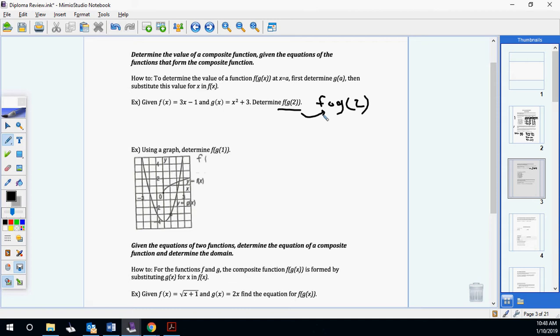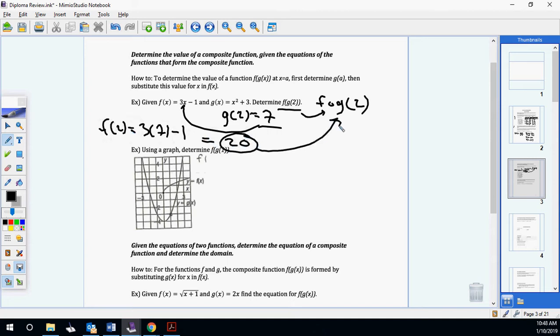So I could put the 2 in for g and get 7. g of 2 is 7. I can now put 7 there and get my answer. That gets me 20. 3 times 7 minus 1, so f of 7 gets me 20. So f of g of 2 is 20.